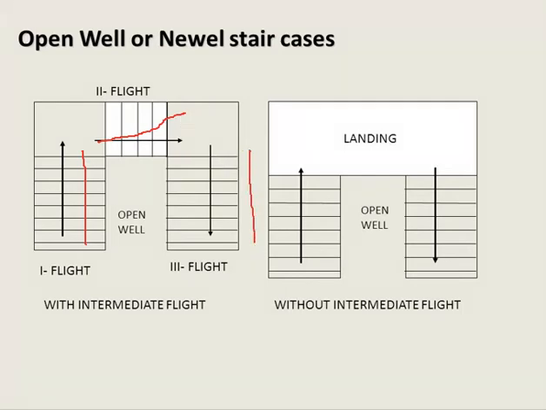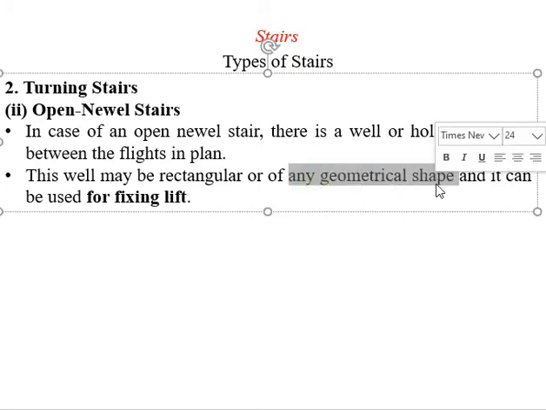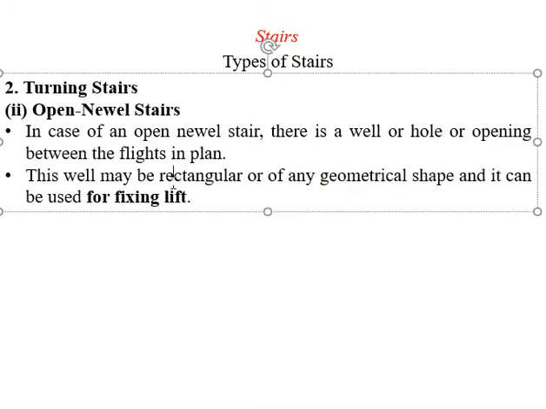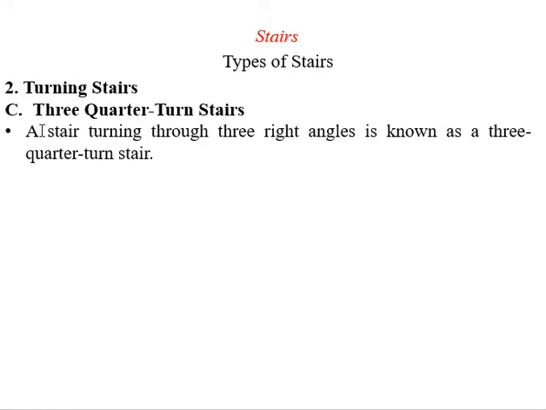So if certain kind of things are present, then that will come under the open newel type of structure. Again, the open space could be of any geometrical shape. It could be rectangular, it could be circular, depending upon what type of space is available. We can have different types of space as well as shape of the space between both of these flights. Next type of stair is the 3/4 turn.